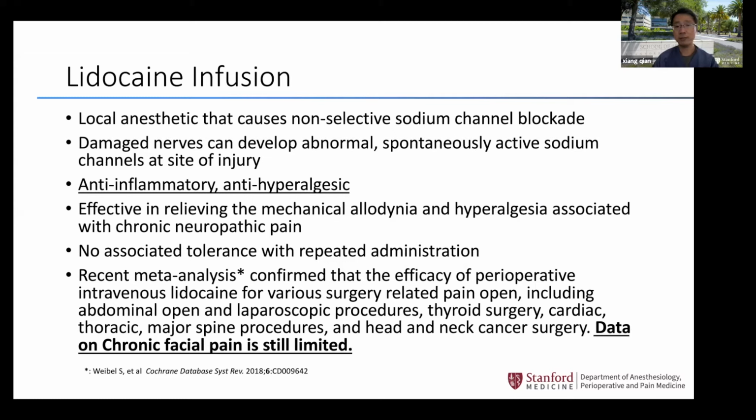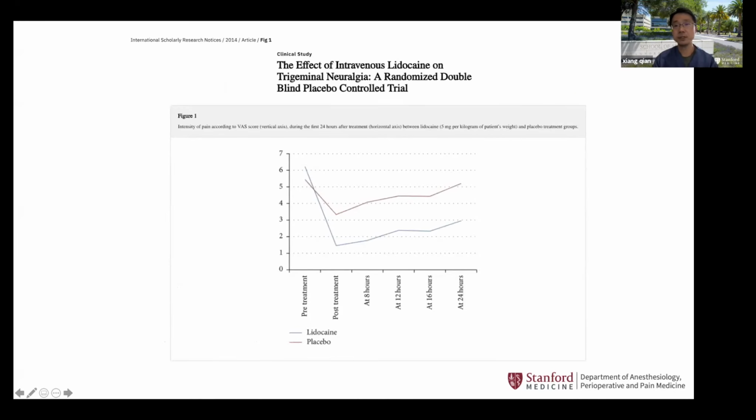And we have a lot of meta-analysis data to confirm the efficacy for perioperative management, for complex regional pain syndrome, major spine procedures, etc. However, the data on chronic facial pain is still limited. There are some studies showing that it could be helpful in trigeminal neuralgia, and the red line is the placebo. As you can see, the blue line is lidocaine infusion, which could last beyond the infusion. So you stop the infusion, and the benefits could continue.